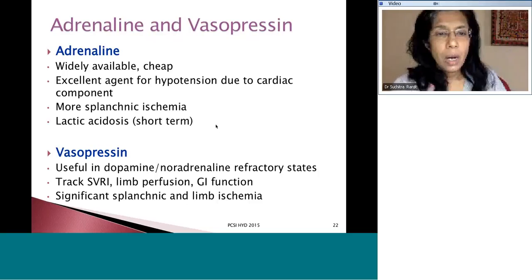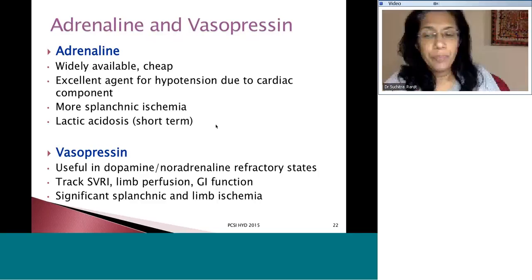With vasopressin, especially when there's severe vasodilatation, it is very useful in dopamine and NORAD refractory states. You need to carefully monitor the SVRI if possible, and monitor limb perfusion and GI perfusion, because it can cause significant splanchnic and limb ischemia, especially when the cardiac output decreases with this agent and there's a lot of vasoconstriction.